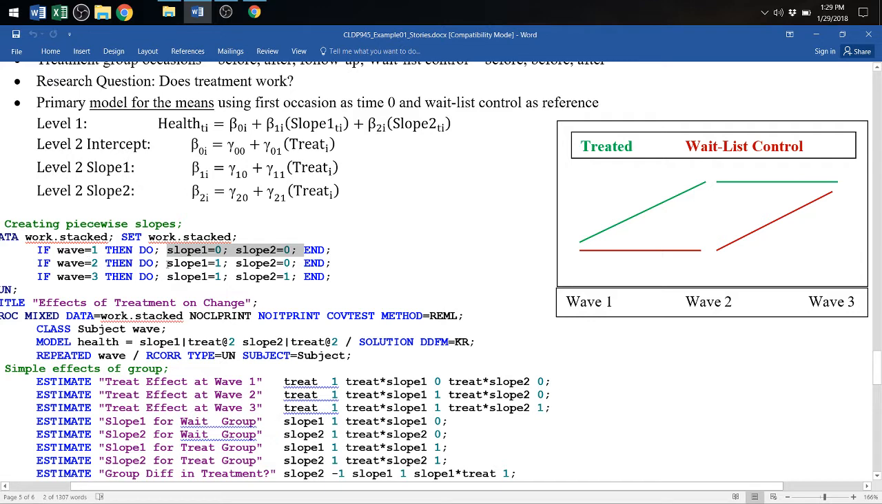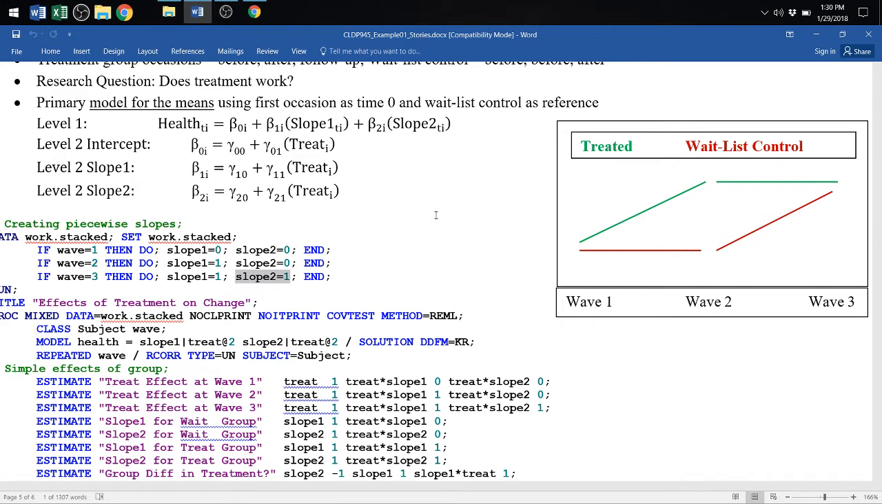If wave is 2, the first slope kicks in, but the second slope does not. And if wave equals 3, then the first slope shuts off where it left off, and the second slope kicks in. So the model then gives me the intercept as the predicted value at wave 1. It gives me the difference between wave 1 and 2, and then it gives me the difference between wave 2 and 3. So I have 3 fixed effects: a fixed intercept, a fixed slope 1, and a fixed slope 2.